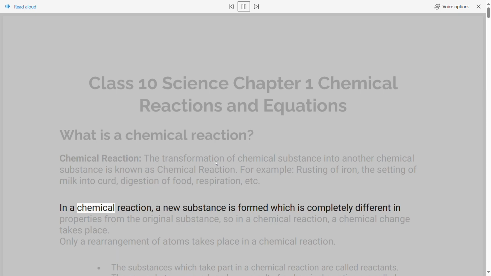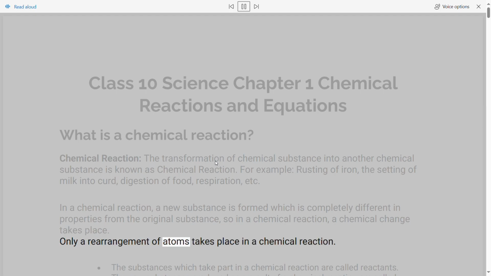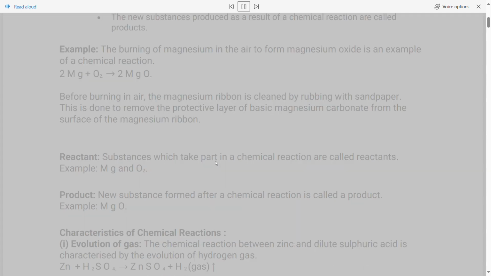In a chemical reaction, a new substance is formed which is completely different in properties from the original substance, so in a chemical reaction, a chemical change takes place. Only a rearrangement of atoms takes place in a chemical reaction. The substances which take part in a chemical reaction are called reactants. The new substances produced as a result of a chemical reaction are called products.